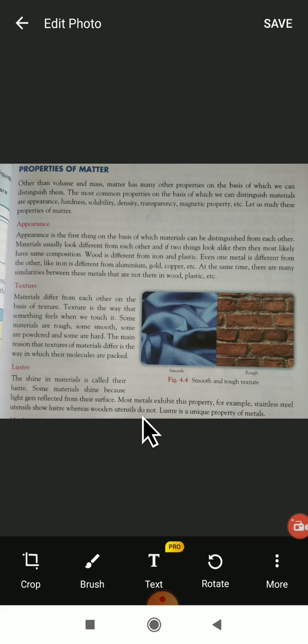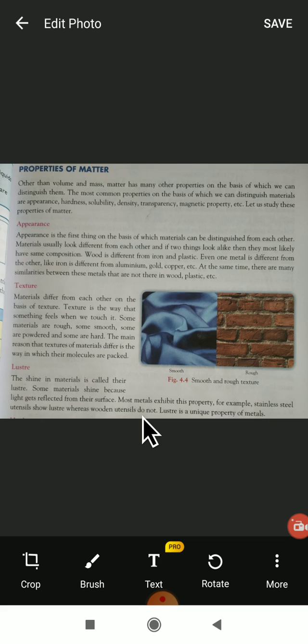Most metals exhibit this property. Most of the metals, like the ones I told you in the appearance, such as copper, gold, aluminium and iron, all these metals exhibit the luster property, which gives a shiny nature. For example, stainless steel utensils show luster, whereas wooden utensils do not. Luster is a unique property of metals.